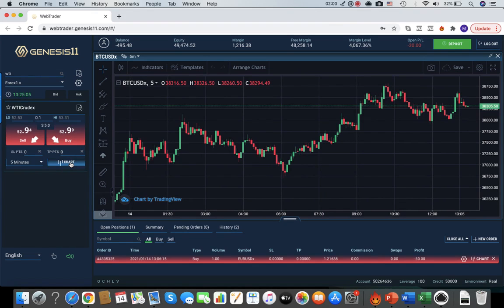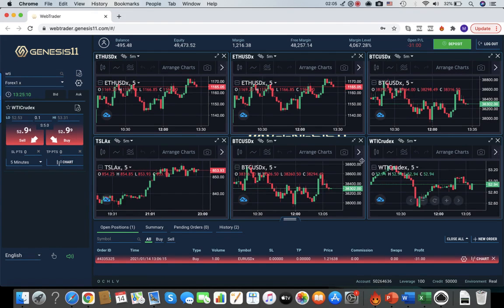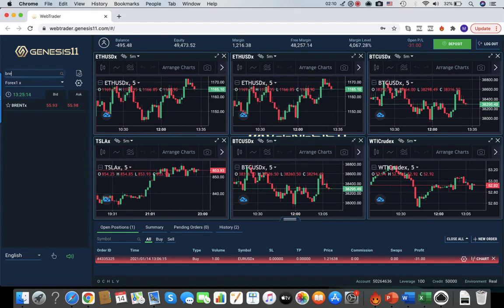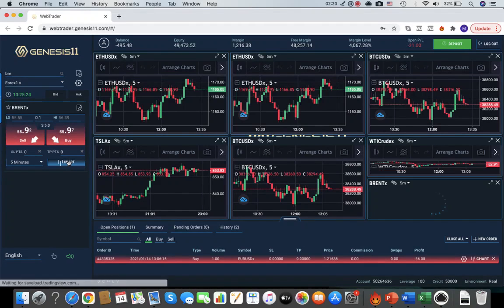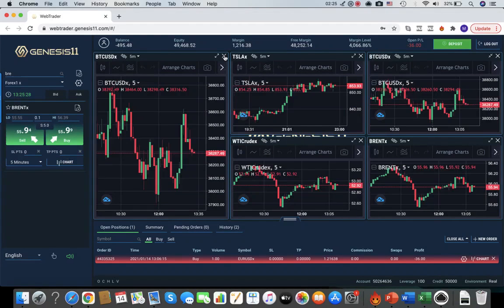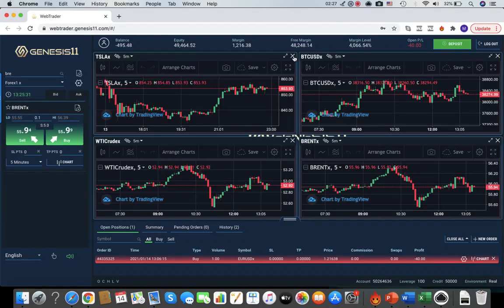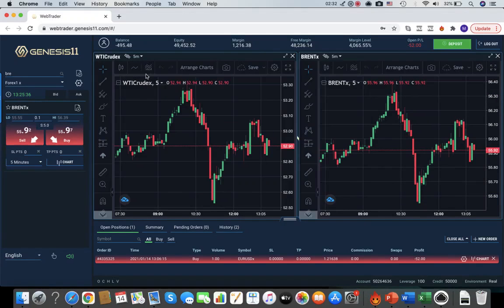If I click on the chart below the price, a new chart is going to open right there with oil. If I want to look at Brent, all I got to do is click Brent here, and this is the international benchmark for oil. You can see it trading at $55 a barrel, and I can open a Brent chart there too. I can also take these charts off if I want and just leave the oil charts there. So you can see here on the left side WTI and on the right side Brent.